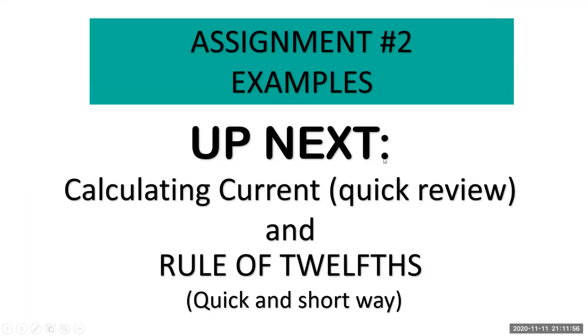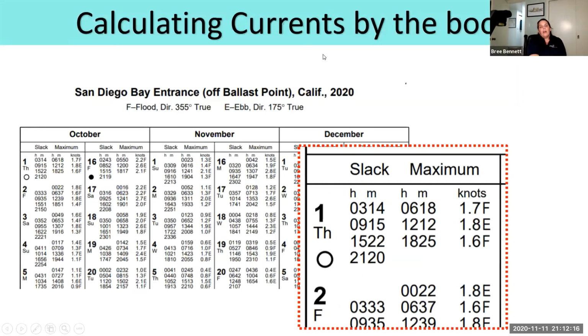Okay, so we are going to dive into calculating currents. This is just going to be a quick review of our tables. I'm not going to do an actual calculation, but I do have a video of myself doing an actual calculation, so you can check that out. But let's dive into it. On kind of similar to our table 1 or our daily pages, we have daily pages in the current book. So for each day, we have a time of slack and then a time for maximum.